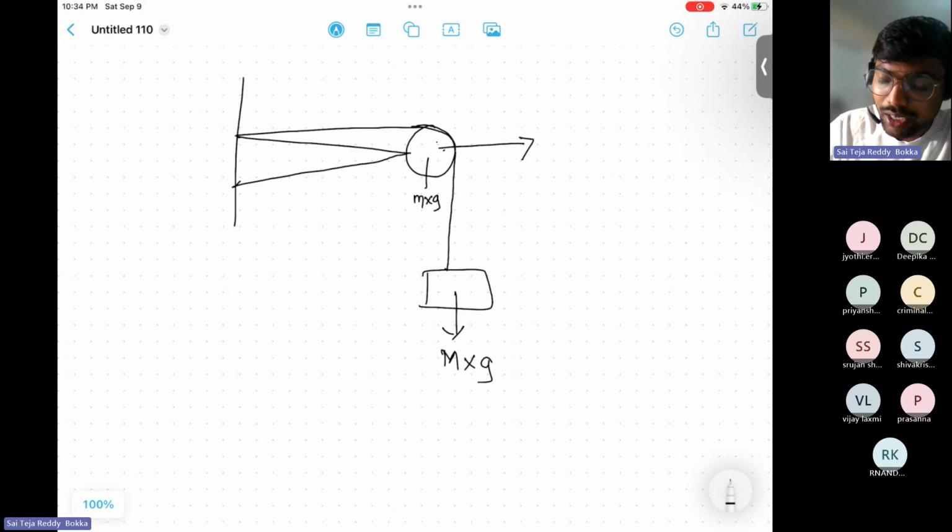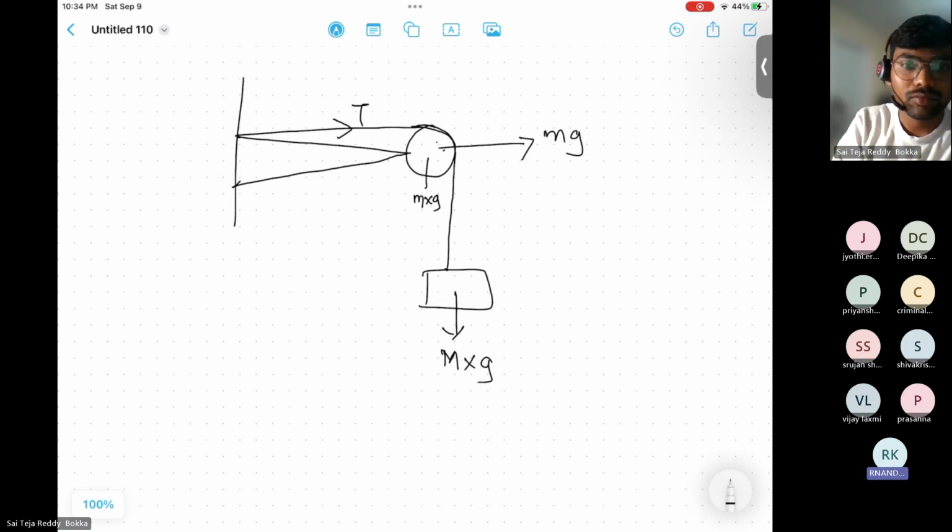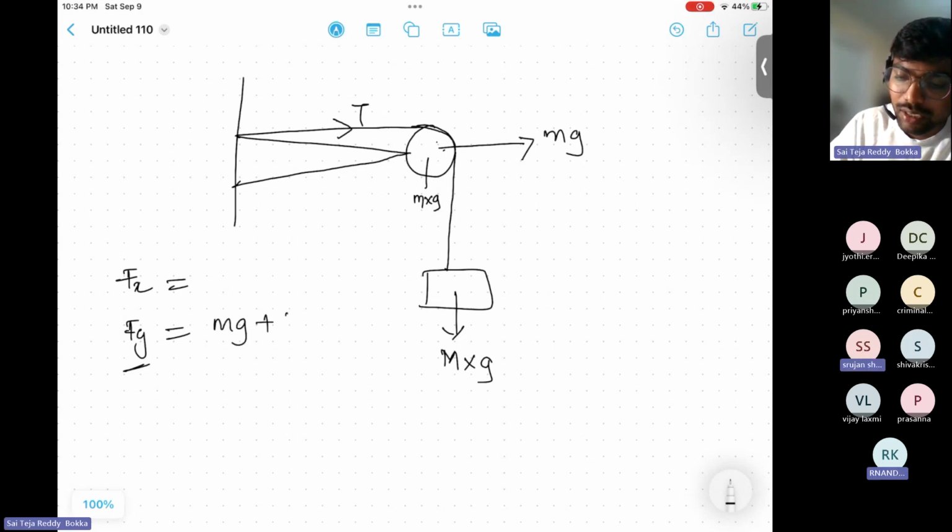So here horizontal, like here is your tension. Horizontal component, and in the same direction there is a resolution of m into g. Small m plus capital M into g. So you have to resolve the forces first, along the x direction and along the y direction. What is the net force along the y direction? Mg plus capital Mg.